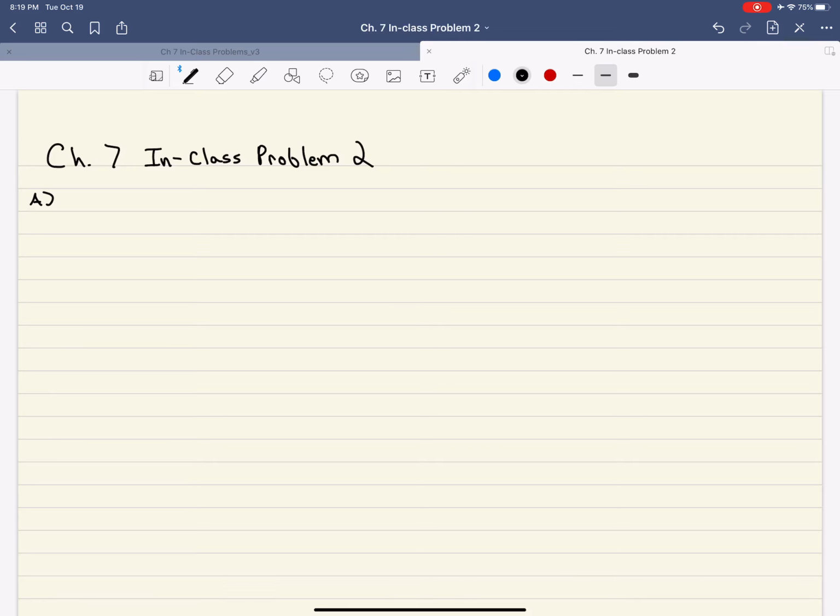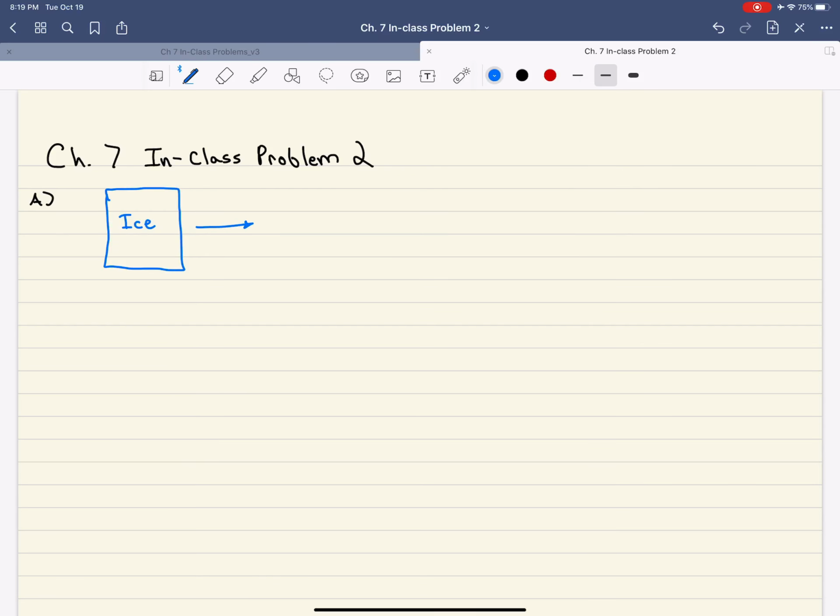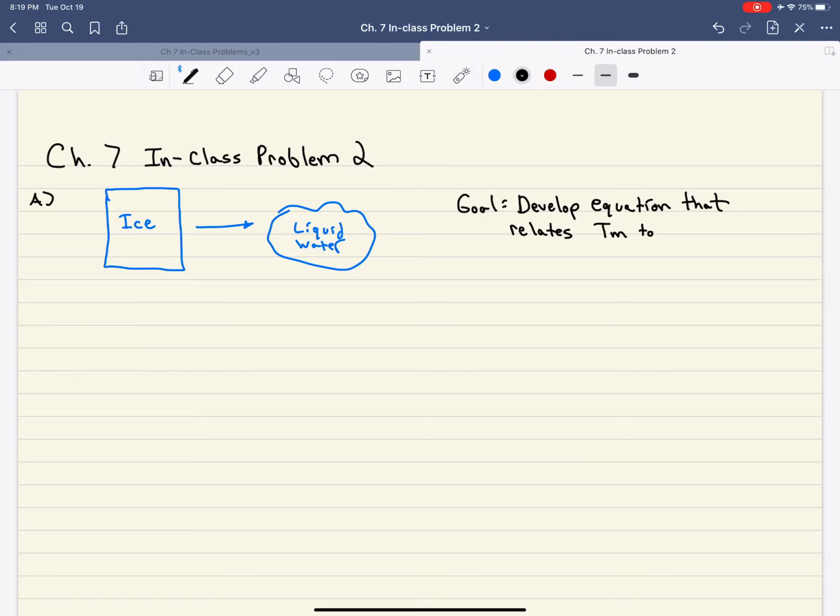And so in this problem, what we're going to be looking at is solid ice turning into liquid water. And our goal will be to develop an equation that relates the melting temperature to the environmental pressure.